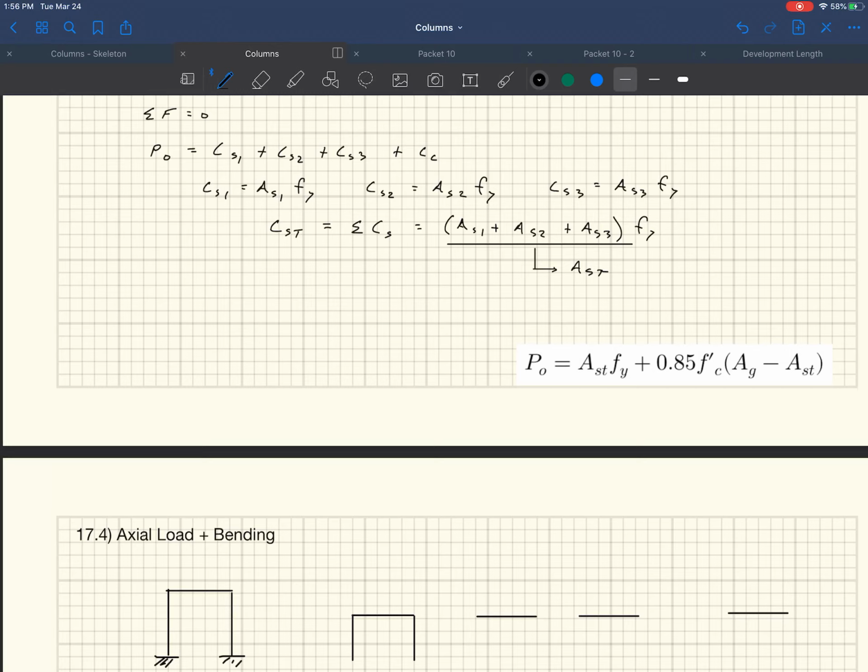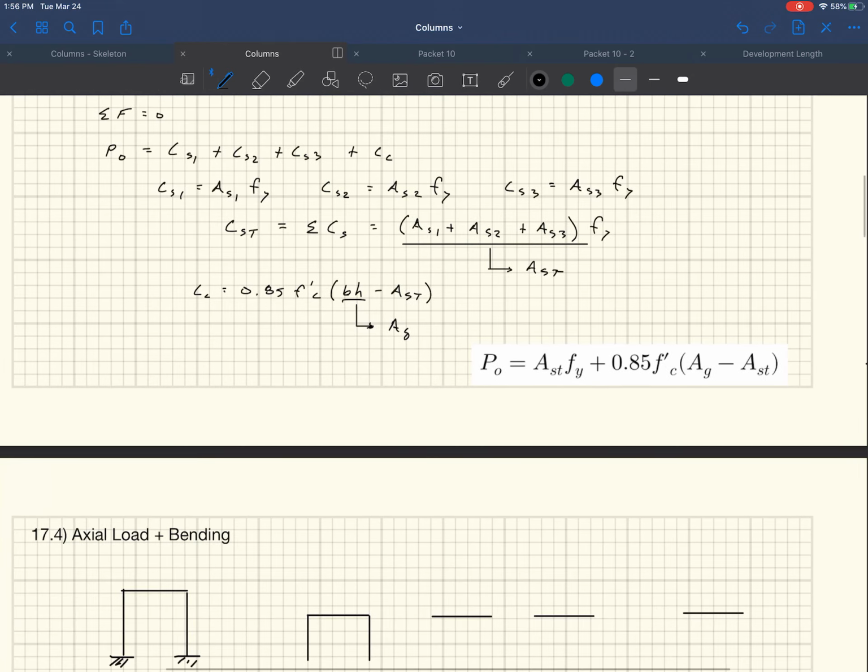And so then we already mentioned what CC was. CC is equal to 0.85 f'c times BH. That's the area, gross area, minus the area of steel. Make that clear. This is AG. It'd be slightly different for a circular column, right? AG would be pi d squared over 4.